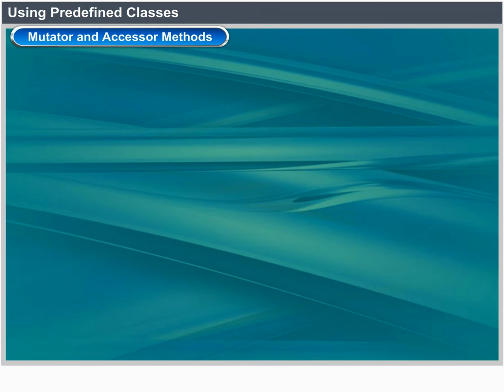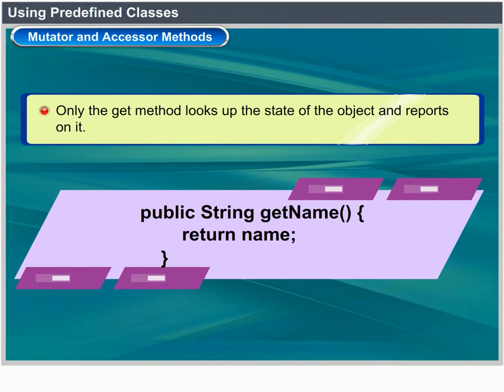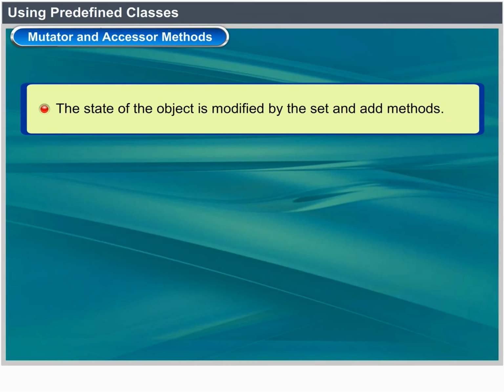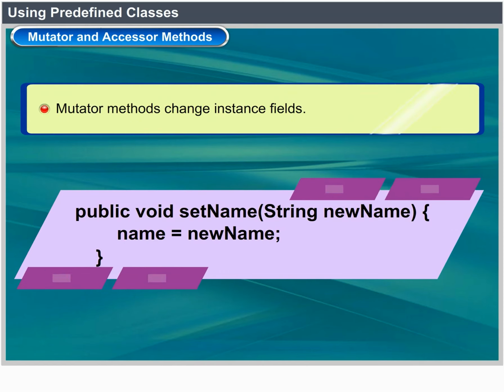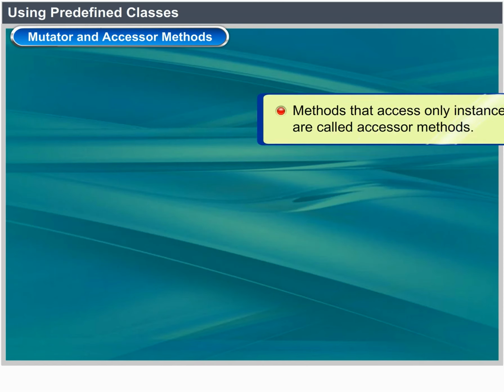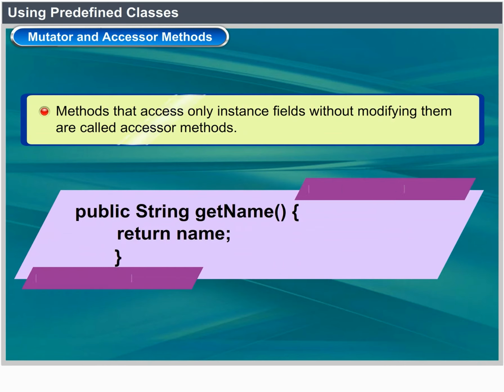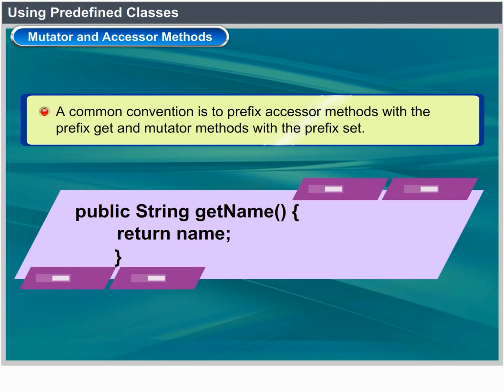Mutator and accessor methods. Only the get method looks up the state of the object and reports on it. The state of the object is modified by the set and add methods. Mutator methods change instance fields. Methods that access only instance fields without modifying them are called accessor methods. A common convention is to prefix accessor methods with get and mutator methods with set.